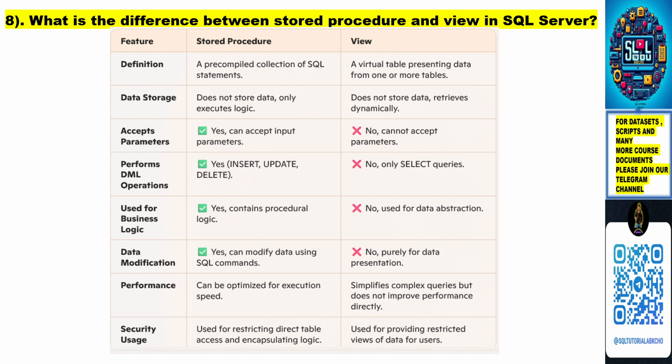Okay. So the features will start from the definition. So what is the definition? Stored procedure is a pre-compiled collection of SQL statements, whereas a view is a virtual table presenting data from one or more tables. Okay. Now according to data storage, a stored procedure does not store data, only executes logic, whereas a view does not store data, it retrieves dynamically. Both have different processes.